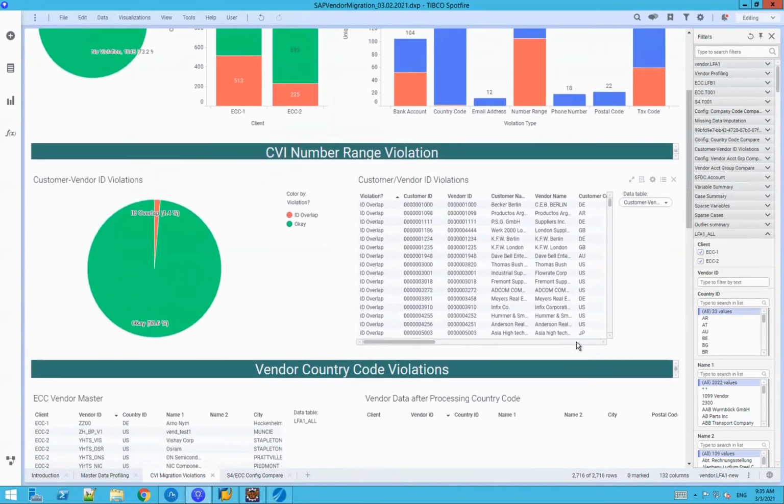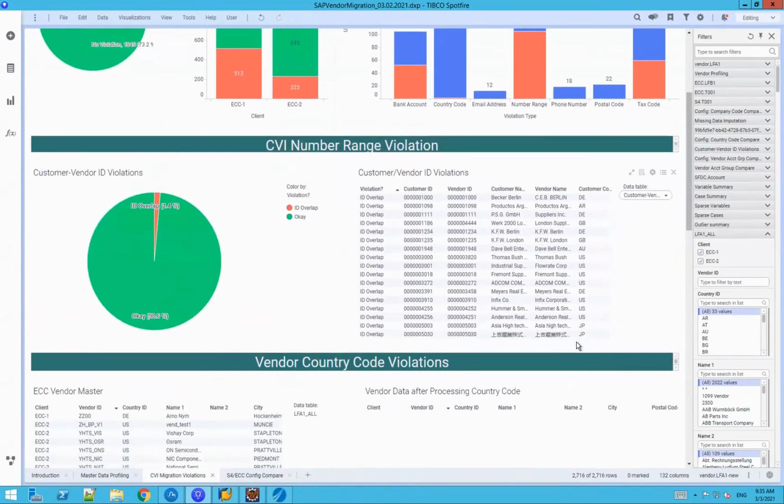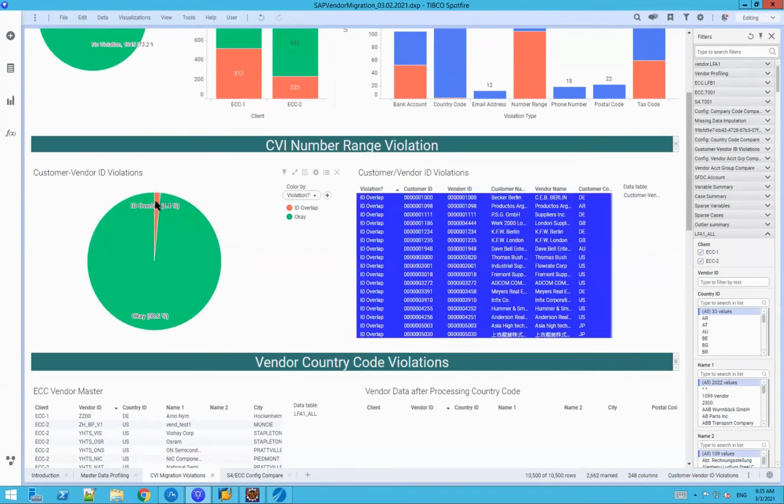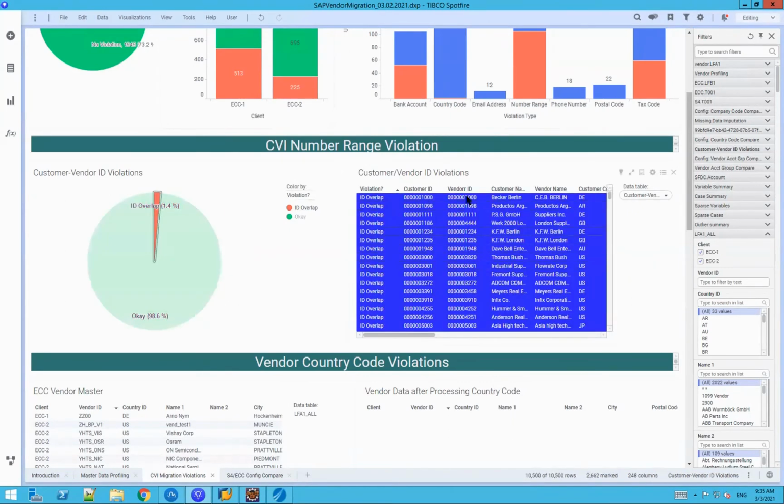So this next piece here, we have some of the different subsets of violations that you just saw, so we can scroll down into each one and really navigate through here effectively. So looking into the customer vendor ID overlap, this is what I was just mentioning. Looks like we have 1.4% of our customers and vendors where they have the same ID.